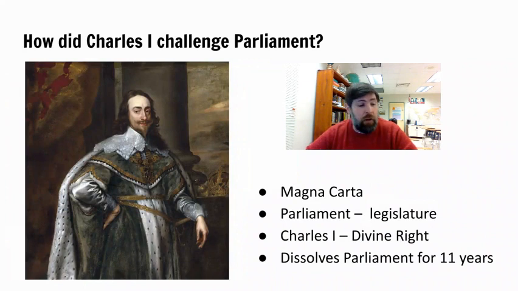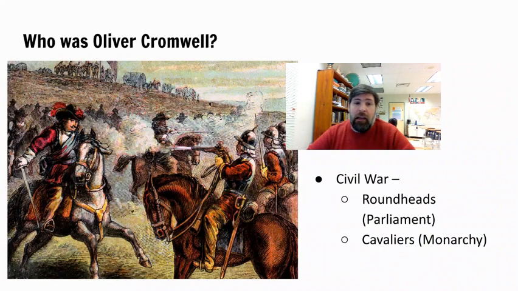Charles tried to shut down Parliament again. Parliament wouldn't have it. And so England divided into two groups, the Roundheads and the Cavaliers. The Roundheads were called that because they cut their hair really short. The Cavaliers had really long hair. Cavaliers is where UVA's football team and basketball team get their name from. The UVA Cavaliers, they're named after this.